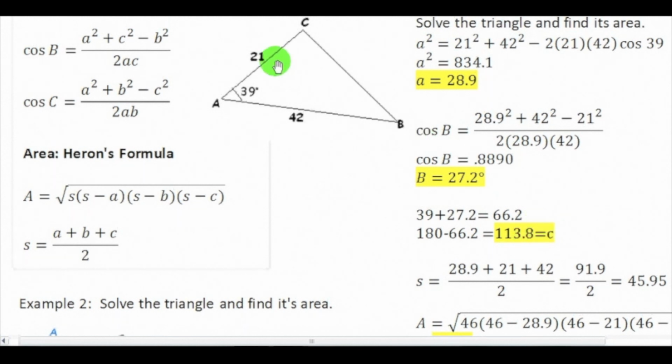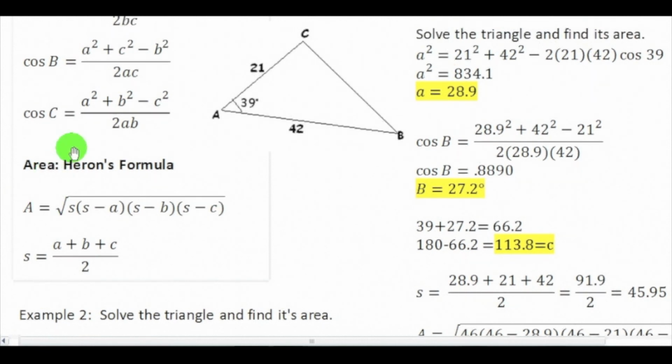The last part of it was to find the area. Here we have a new formula. This is called Heron's formula. This is a great formula because it simply works on the sides. I don't need to know any angles for this. If you remember back from the law of sines, you've got a couple of formulas that work with two sides and one angle. Here, it's all three sides.